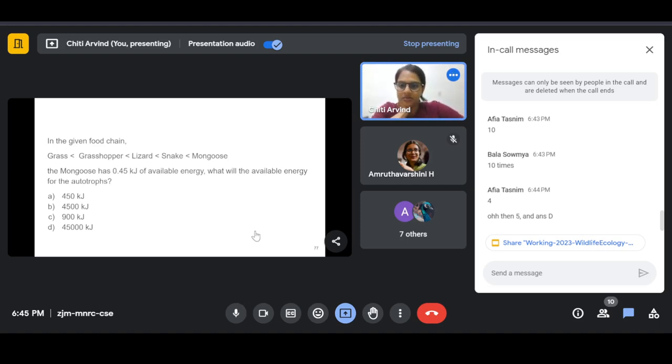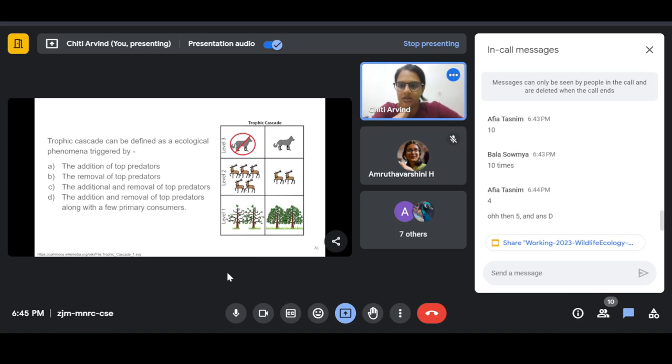All right. So moving to the next question. A trophic cascade can be defined as an ecological phenomenon triggered by the addition of top predators, the removal of top predators, the addition and removal of top predators, or the addition and removal of top predators along with a few primary consumers. So, does everybody understand what is a trophic cascade?